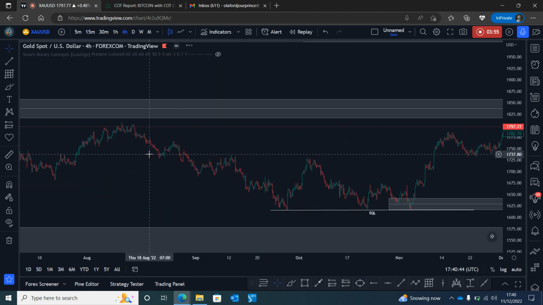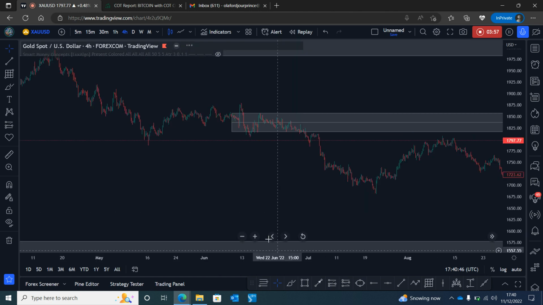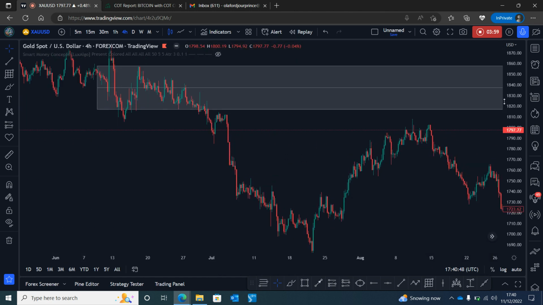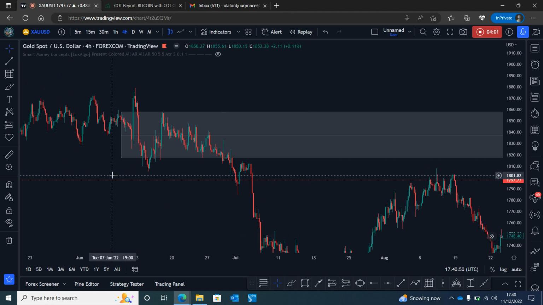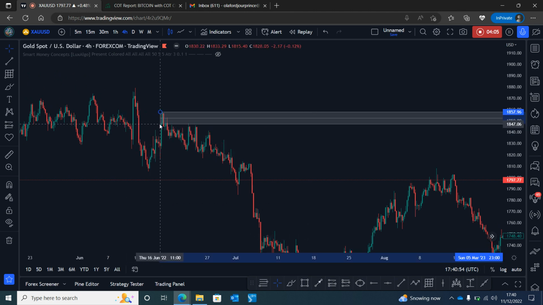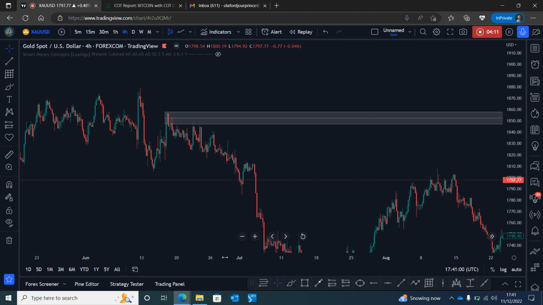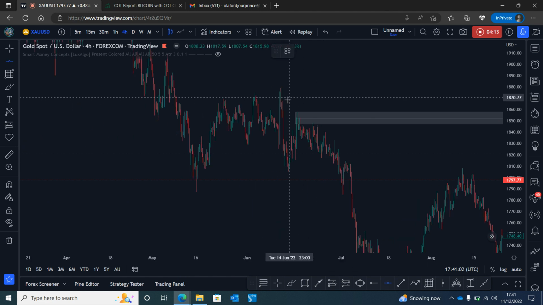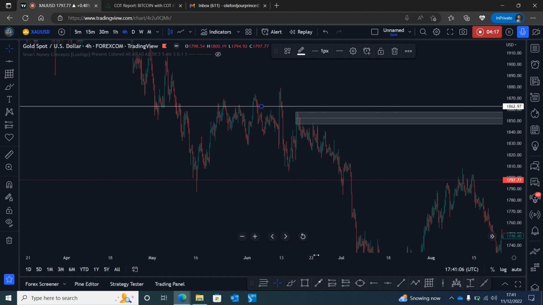Now looking at the 4 hour, this is more for intraday traders. We can see we have an order block right there, and we have another one here. I'm just gonna put that line there. It's another order block here.